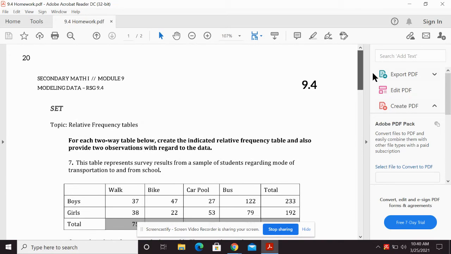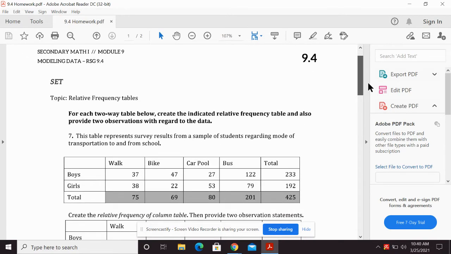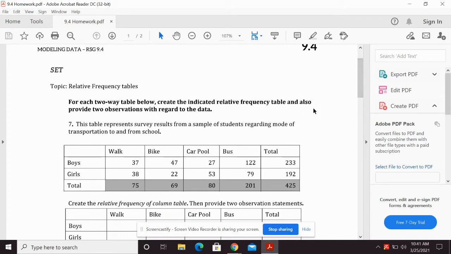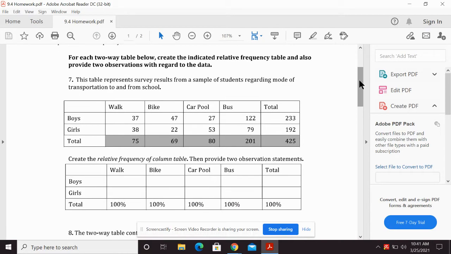We're good. So, for each two-way table below, create the indicated relative frequency table and also provide two observations with regard to the data. All right. This table represents survey results from a sample of students regarding mode of transportation to and from school. So how do they get to school? Do they walk, bike, carpool, bus? What do they do?